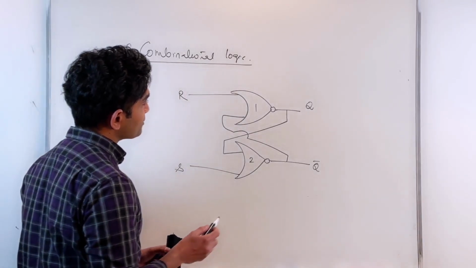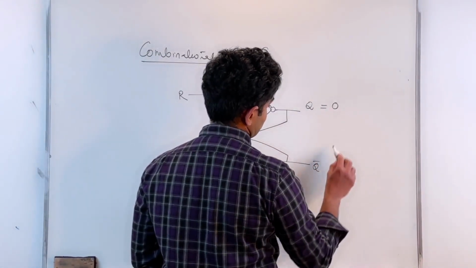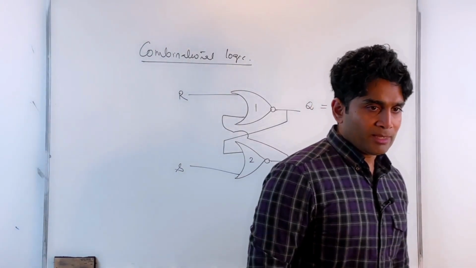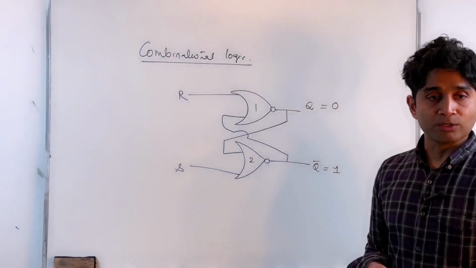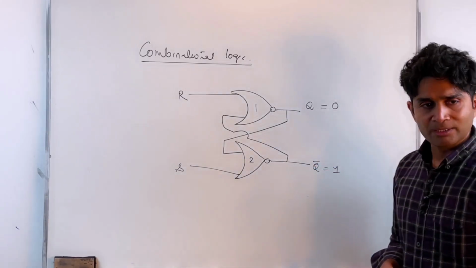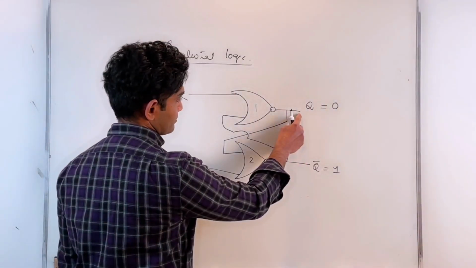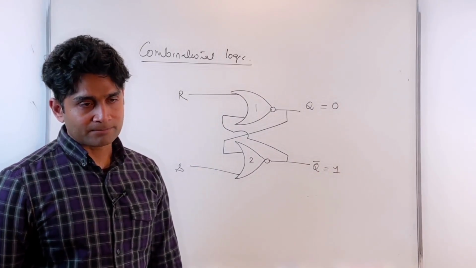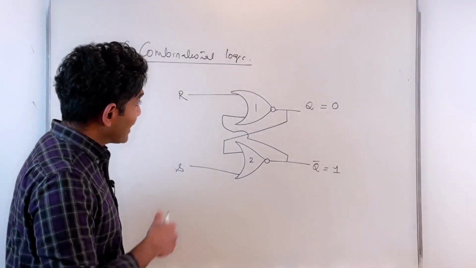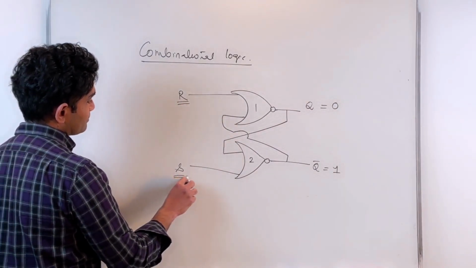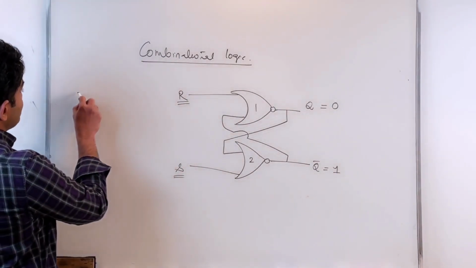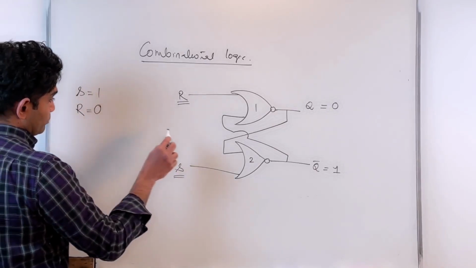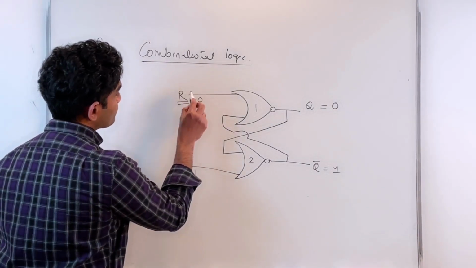Let's assume that Q was 0 to start with. So when you just came to your lab, you have this circuit configured, and you don't know who was there before you who did the lab. So you come to the lab and you measure this, and you measure them to be 0 on the Q, 1 on the Q prime. And now you apply some values here on S and R. Let's say S equals 1, R equals 0. So I'm putting S equals 1, R equal to 0 on these terminals.